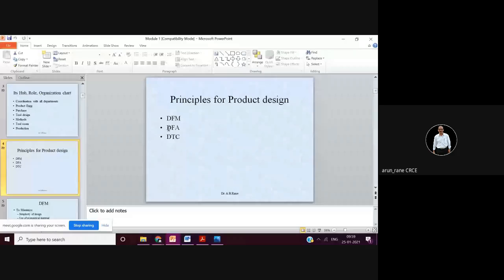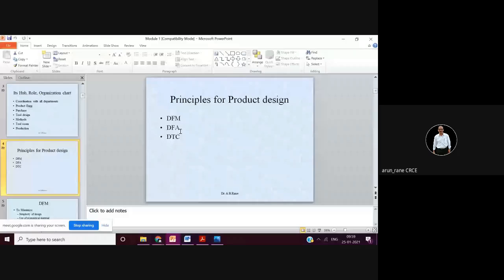And then DTC stands for design to cost. This is the most important. That is, it should be cost effective. That is what is called design to cost. And how to do this, design for maximize. What are the parameters to be considered when you are designing? That is what we'll see in our subsequent sessions.